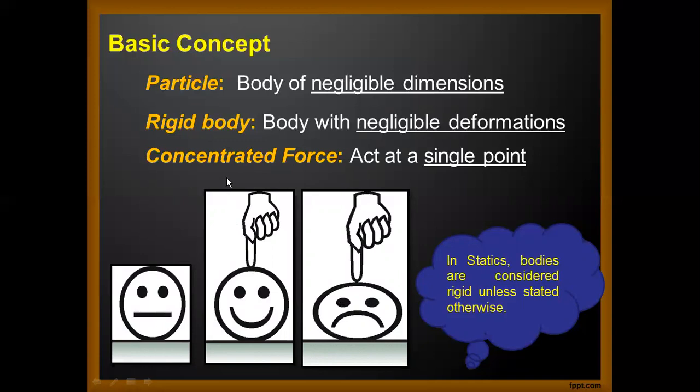So these are the three basic idealizations. One is that a body should be considered as a particle, and we are only dealing with the rigid body. The rigid body is the one which has negligible change in dimension even after the application of the force. And third, whatever force is applied on a body should be treated as a concentrated force, that is, it will be acting at a single point. And one more thing, in statics, the bodies are considered to be rigid unless stated otherwise.